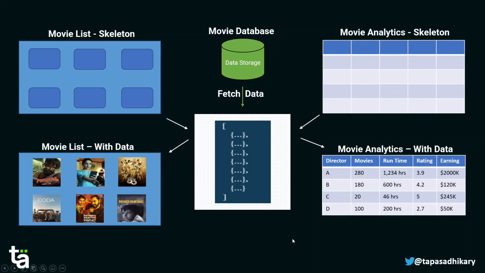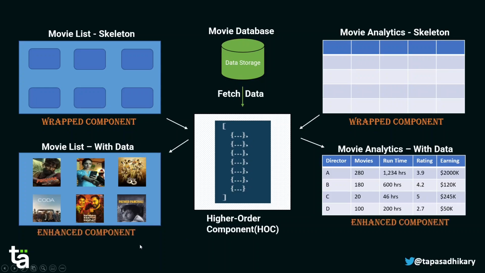Now, what are each of these things called? Let's talk about that. This central one is called a higher order component. Okay, the center one is called a higher order component. The job of a higher order component is to take a component as an input and output another component, which is like an enhanced component. The component that it takes as an input is called a wrapped component, and the component that it returns is called the enhanced component.